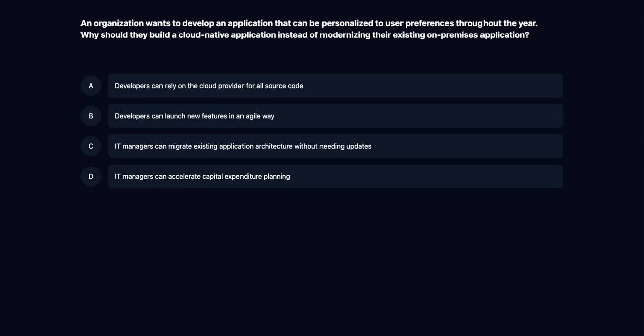An organization wants to develop an application that can be personalized to user preferences throughout the year. Why should they build a cloud-native application instead of modernizing their existing on-premises application? A. Developers can rely on the cloud provider for all source code. B. Developers can launch new features in an agile way. C. IT managers can migrate existing application architecture without needing updates. D. IT managers can accelerate capital expenditure planning.